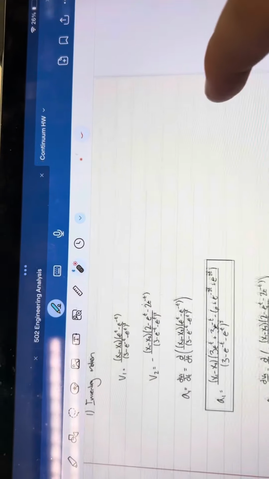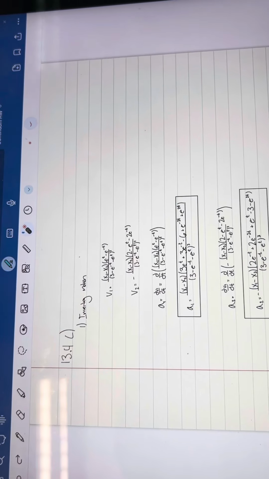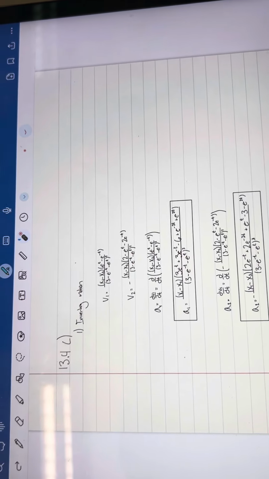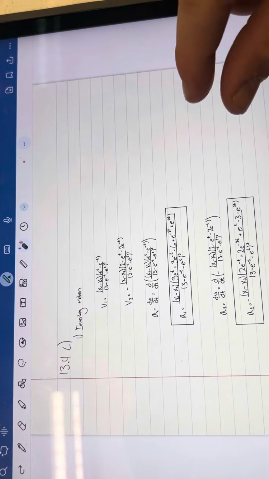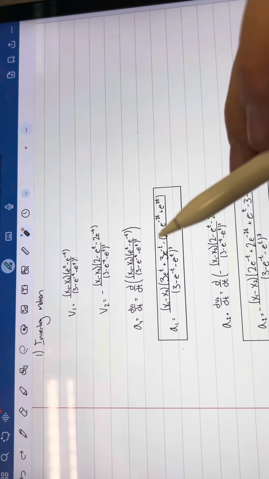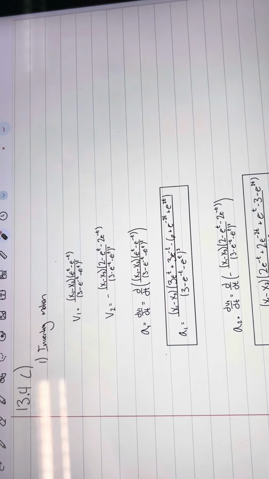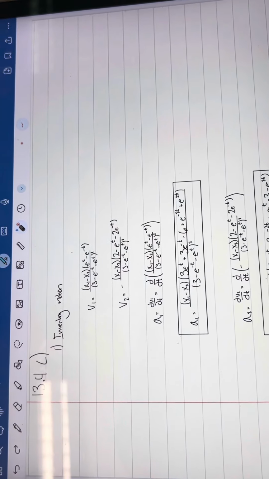Hi, so I'm going to go over 13.4c. Looking at this problem, this part is pretty long, but it's not too difficult. It's just the algebra is a little tricky. So we're going over inverting the motion of the Eulerian description. This is to end up getting acceleration.